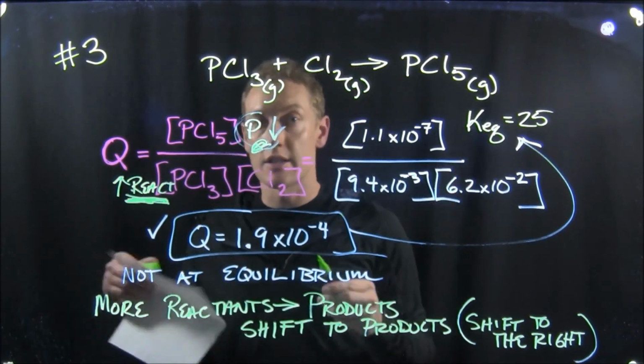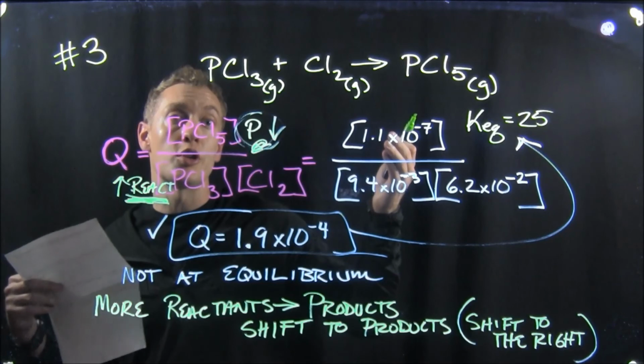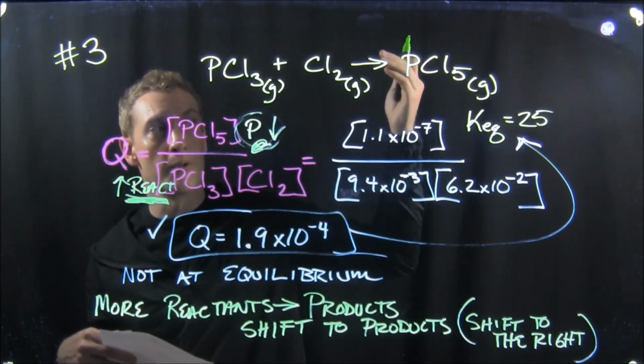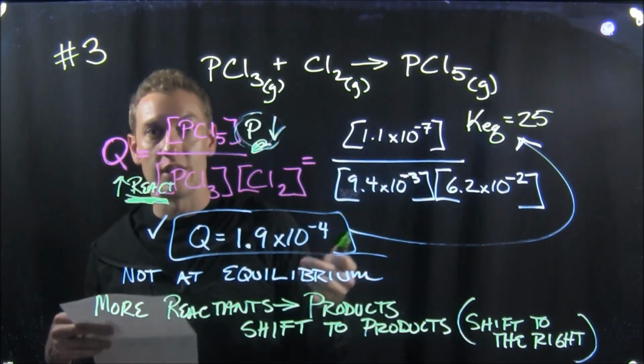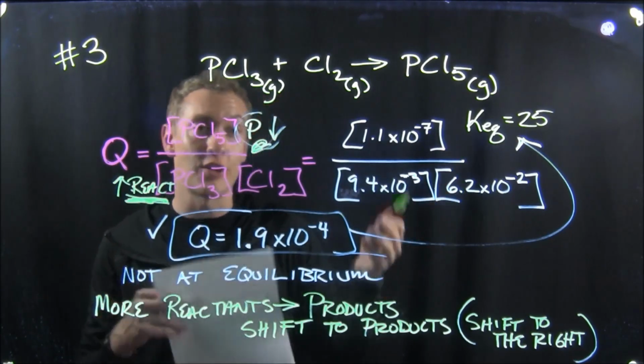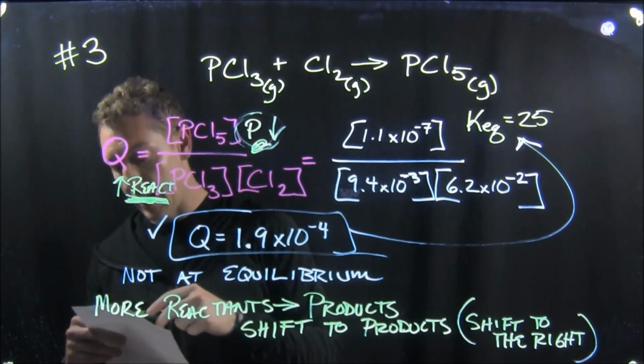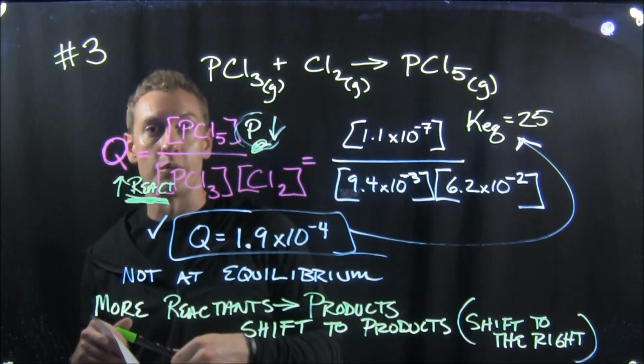So that's how you would do that. That's how you calculate Q and compare it to KEQ in order to determine how the system will change in order to reach equilibrium.